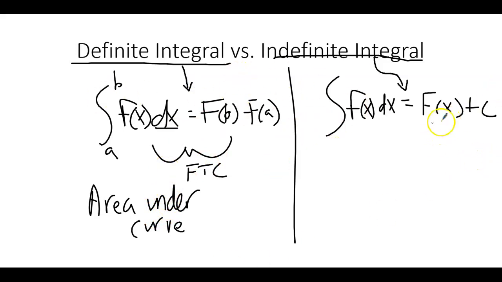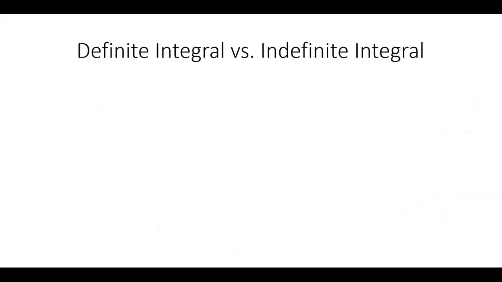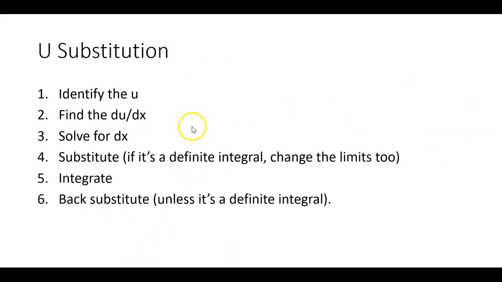Now, in this particular case over here, this is what we call an antiderivative. You could also call it a general solution. And as soon as you find the C there, then it's what's called a particular solution. And we'll talk about that more in a little second. But there you go. Those are your two main types of integrals.